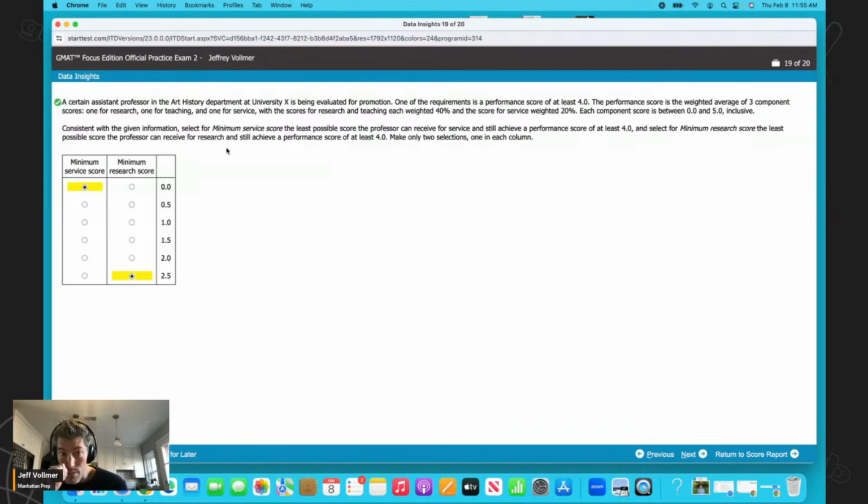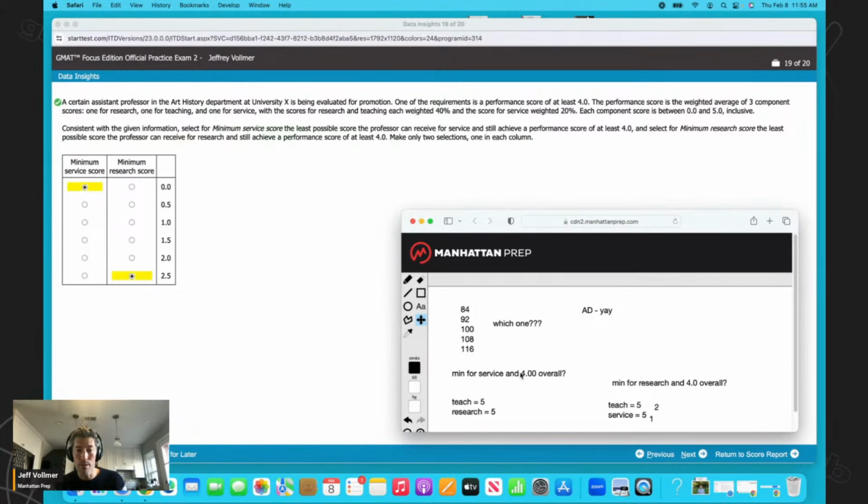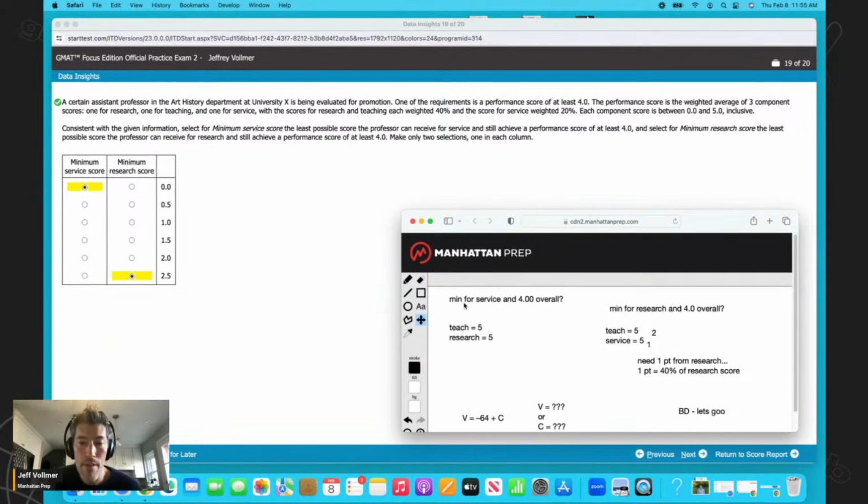So I think the key for this one is in general, and this will happen on the quant section, when you need to minimize something that's part of a whole, like the service score in this case is part of the whole. If I'm going to minimize this and still reach a certain threshold, what I need is for the other pieces to carry the weight of the very poor service score. So in order to minimize this, I need to maximize the other things, right? And so that was the move here. How do I find the minimum service score and still reach a total of 4.0?